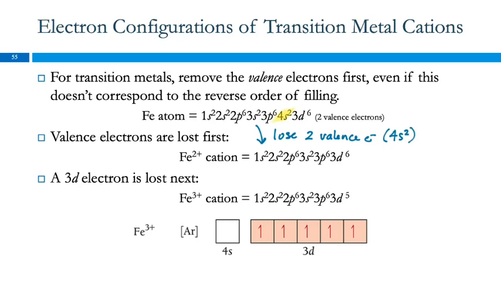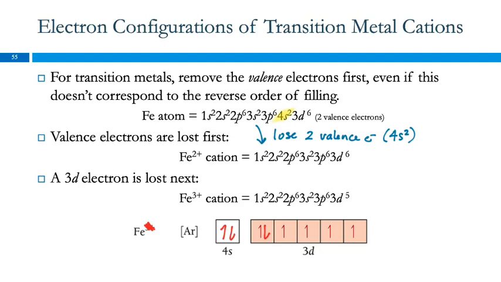So let's go down here. I'm going to fill this in and make it an atom first. So get rid of that charge. That would be the orbital diagram for the iron atom. You see that? So I have 4s2 and I have 3d6.